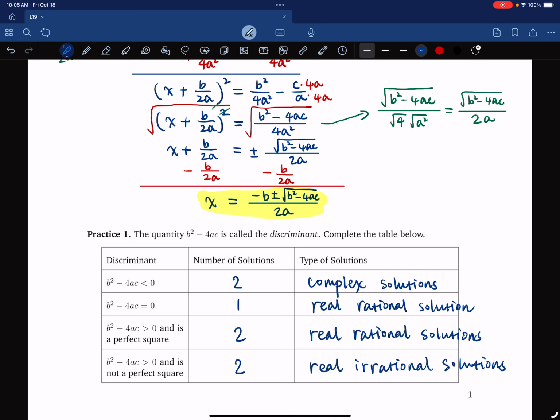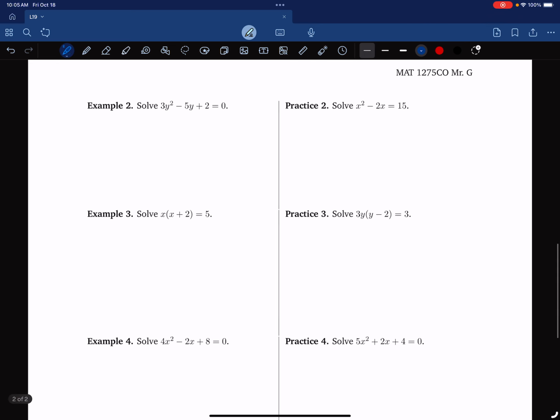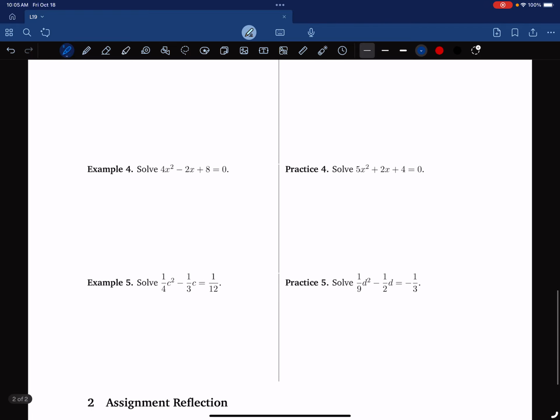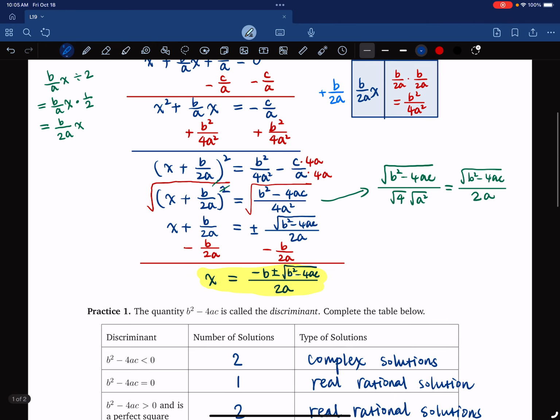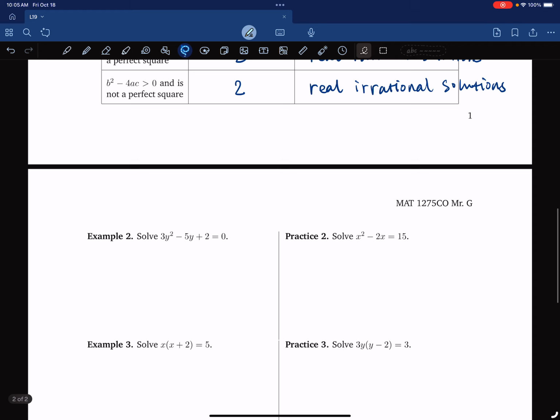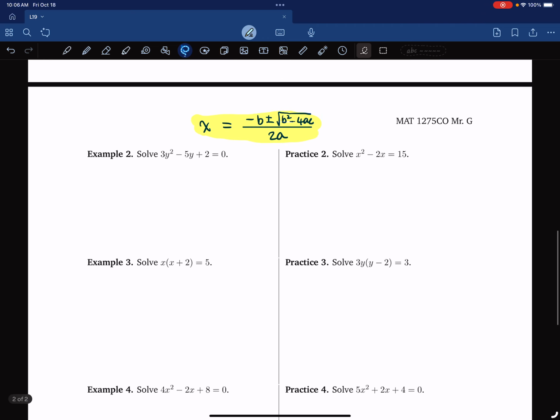Okay, let's turn to page 2. On page 2, we're going to do 4 practices of quadratic equations. And today, our method is solving by quadratic formula. So let's put the formula on this page. It's right here. I'm going to make a copy, and paste. Okay, so I got my formula right here. And now we're ready to do these problems.